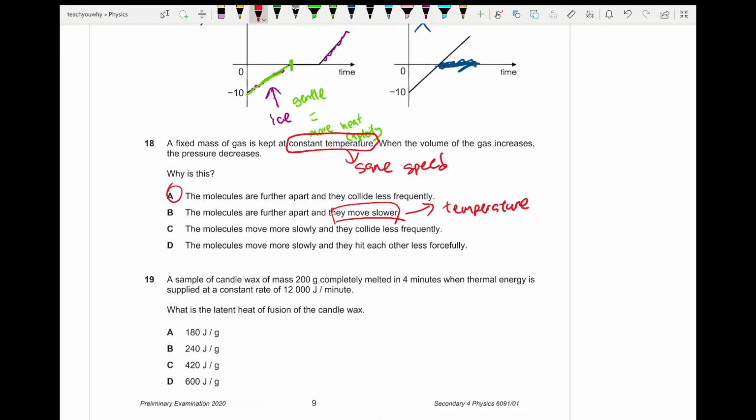So fast or slow, I repeat, is dependent on temperature. Because they say that it's slower, but the question never says that the temperature dropped. The question only says it maintains a constant temperature. Hence, you cannot say that the molecules are moving slower. Anything that is changing the speed is wrong. So therefore, the answer is A.